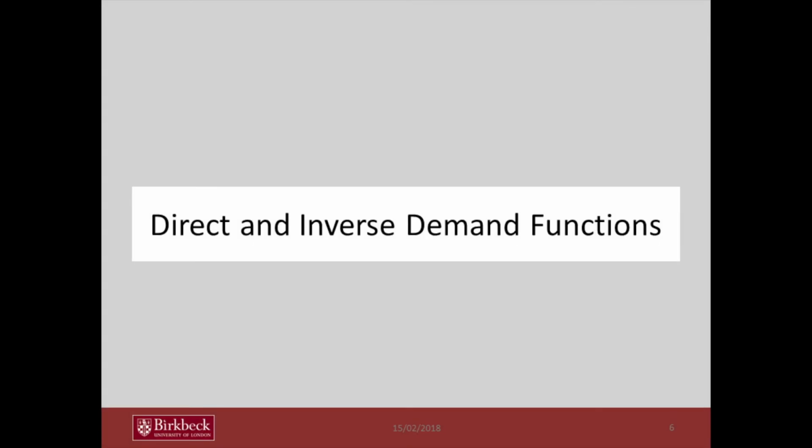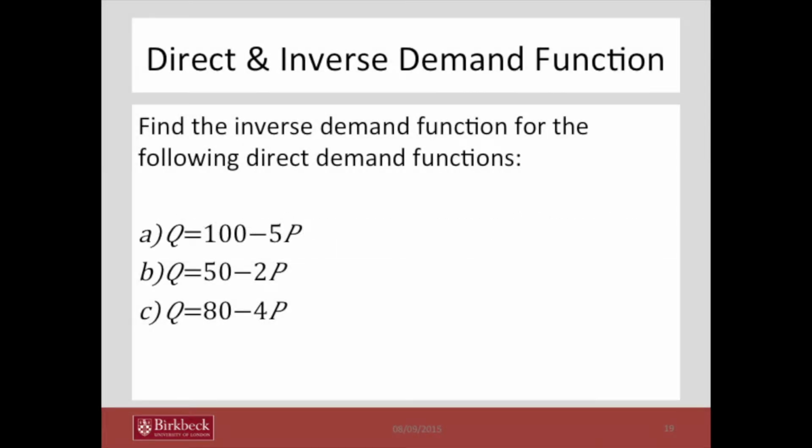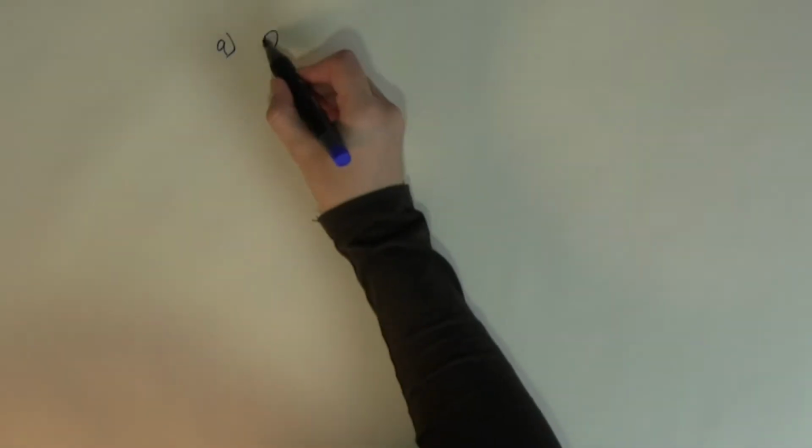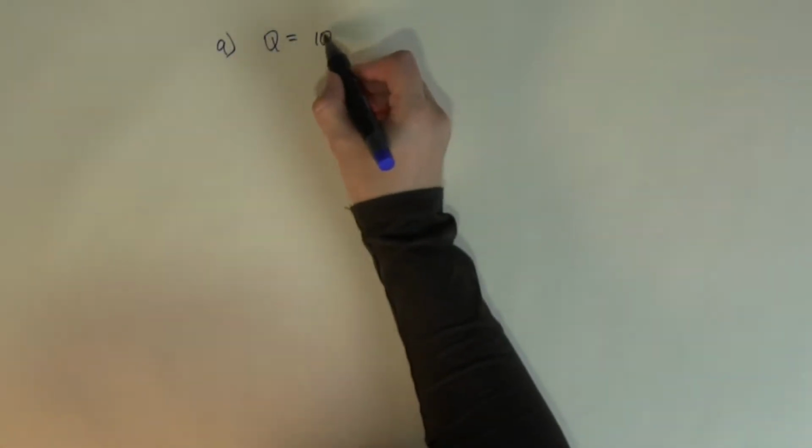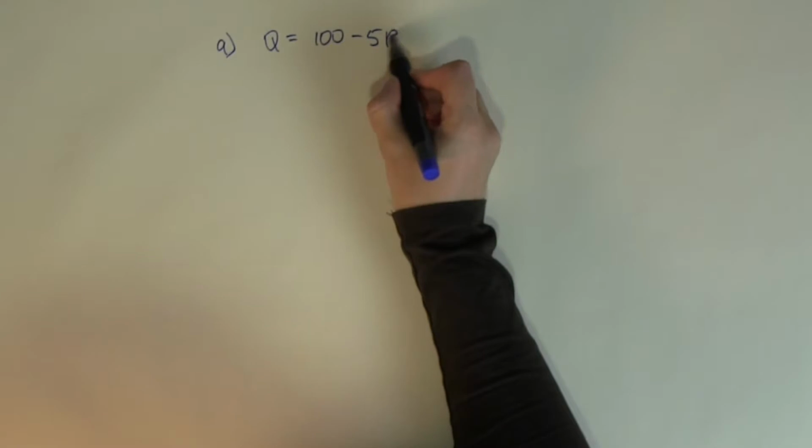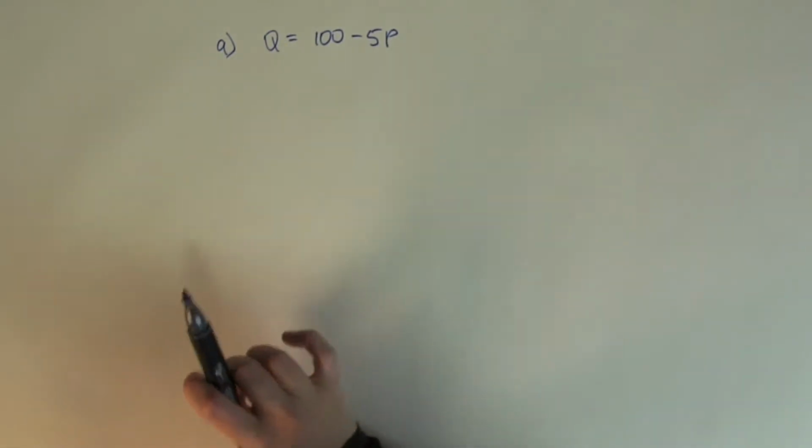And the last question for today is manipulating equations without numbers in them. So the question is, find the inverse demand function for the following direct demand functions. So in A, I have Q equals 100 minus 5p. So this is the direct demand function. The inverse demand function would be P equals number and Q on the other side.